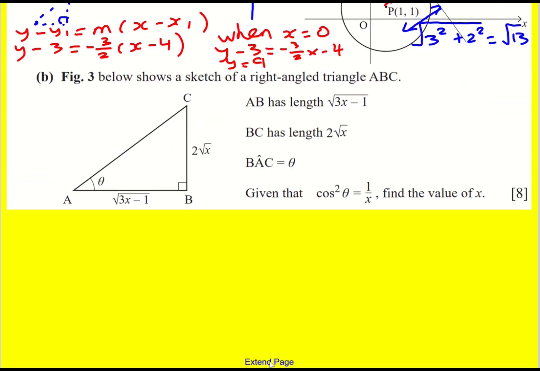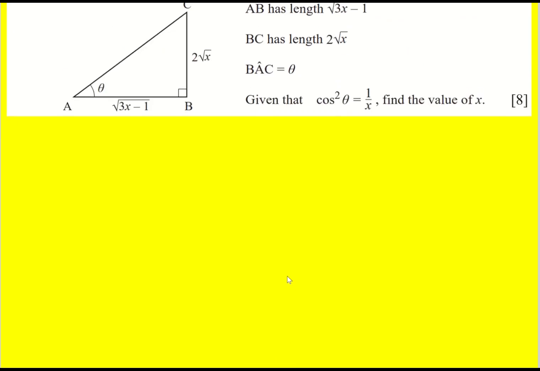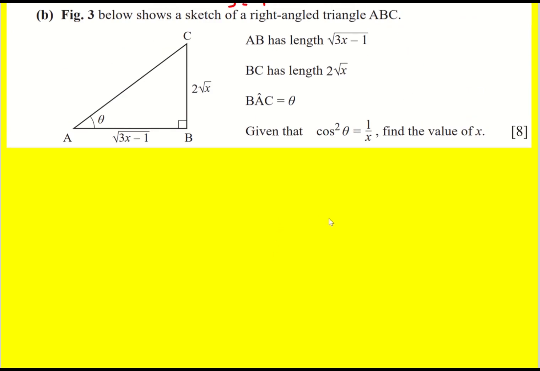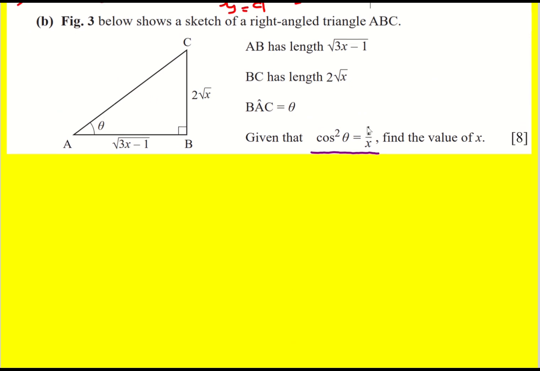Let's move on to part B. So we've got a right angle triangle. We've got some sides given, but they're in terms of x. And we're told that cos squared theta is 1 over x. This looks pretty complicated, but let's just go with it. What we're going to need to do is write down cos theta in terms of the sides, but what I need is the adjacent and the hypotenuse.